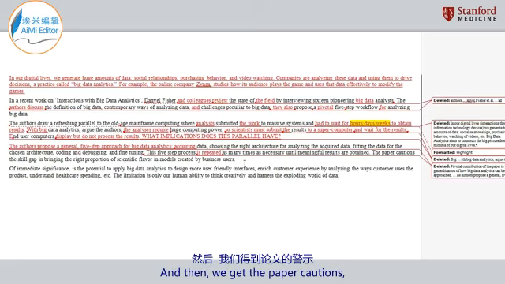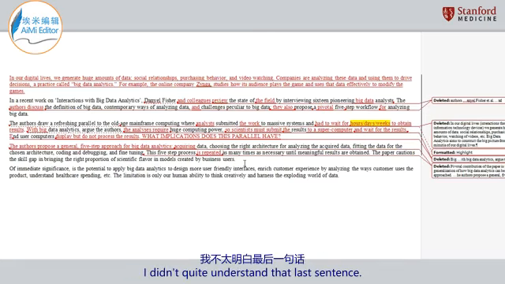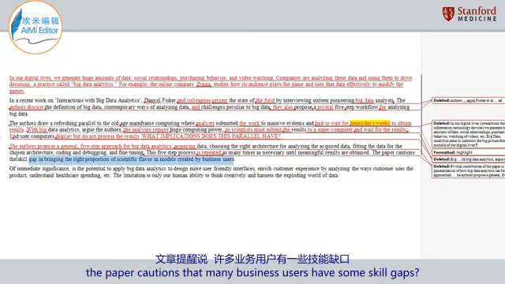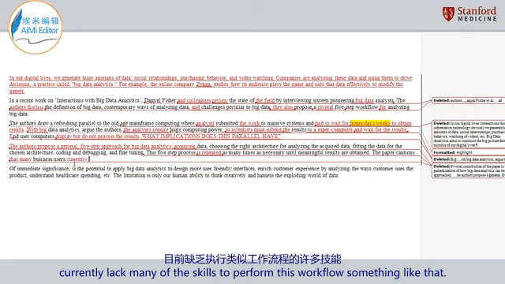And then we get the paper cautions the skill gap in bringing the right proportion of scientific flavor in models created by business users. I didn't quite understand that last sentence, so I'm kind of guessing here, but what I'm thinking the author here meant to say is the paper cautions that many business users have some skill gaps, like many business users wouldn't be able to do these 5 steps, currently lack many of the skills to perform this workflow, something like that.